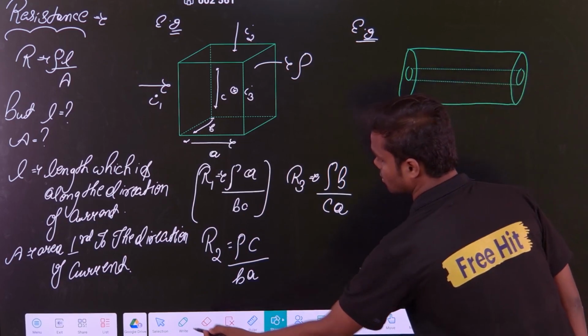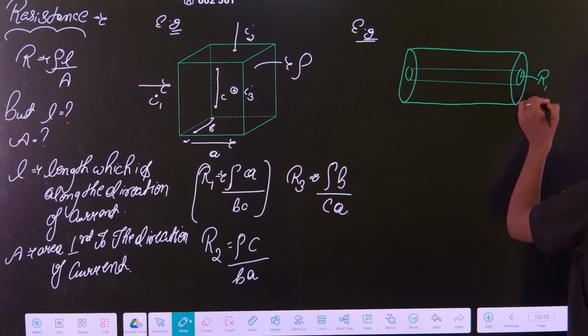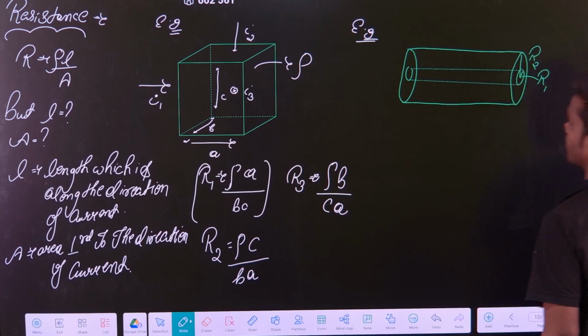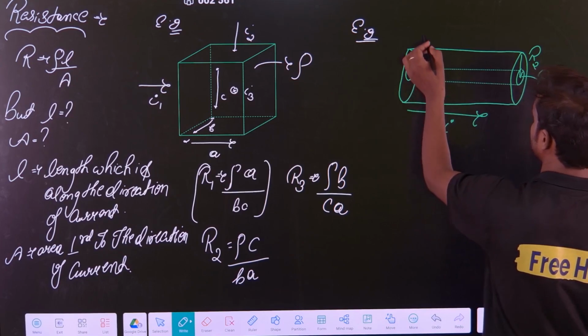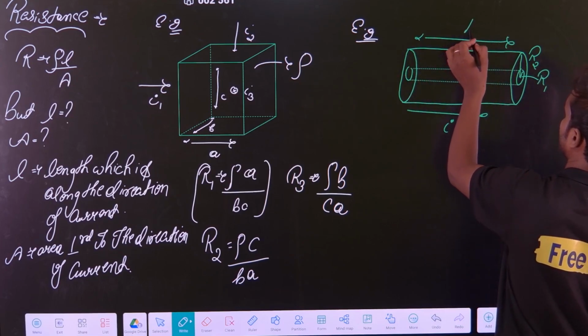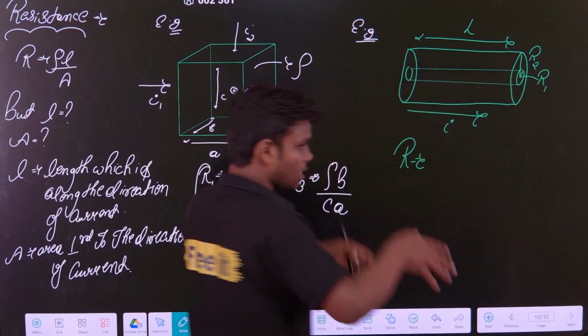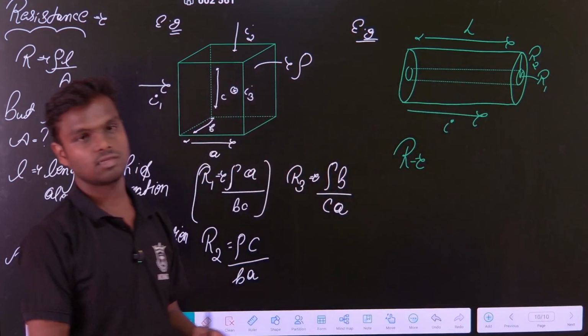Suppose the smaller radius is R1 and the bigger radius is R2. My current is going like this, I, and this length is L. So what is my resistance? Are you getting my point? It means the current is going like this. So what is my resistance?